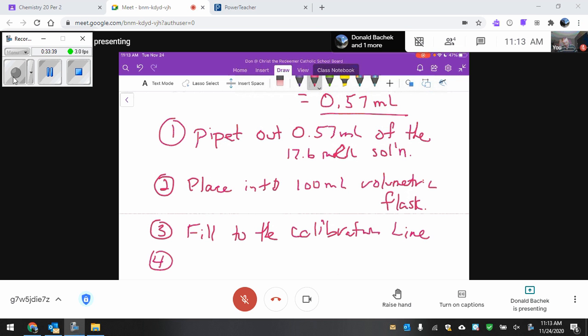So 3 and 4, we're going to mix well. Fill to the calibration line with distilled water. We always want to use distilled water. If you forget that part, that's okay, but we always use distilled water because we don't want to introduce any other ions into this.